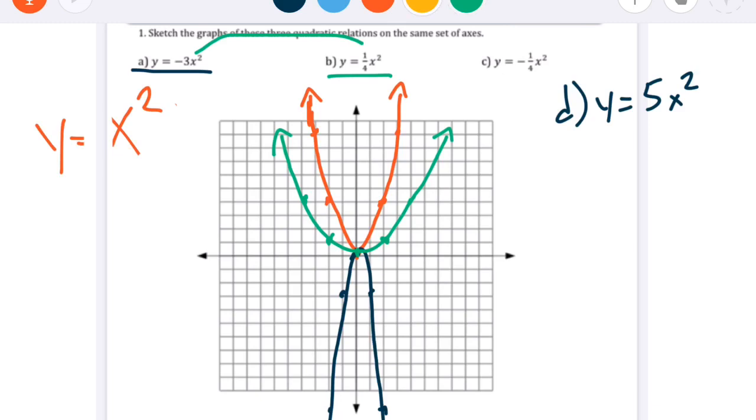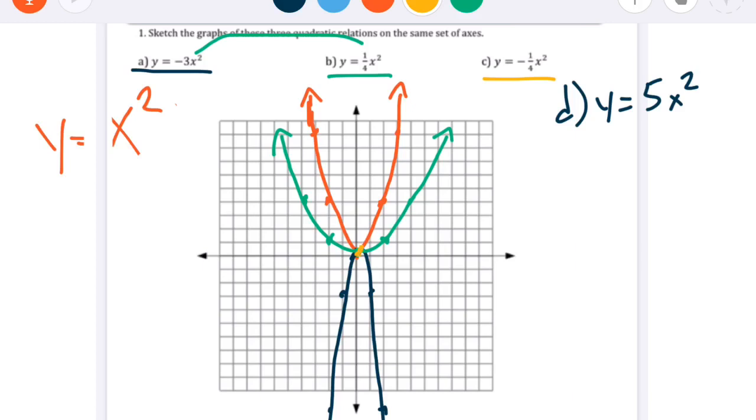Moving on to C. Try to think in your head what this is going to look like. We know it's negative, so we know it's going to open down. It's going to be similar to B because it's the same slope, it's 1/4, but it's negative, so it's going to be the same thing as what we have in green, except now it's going to open down.